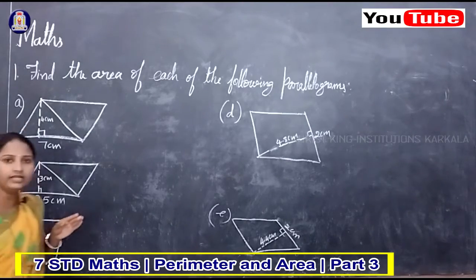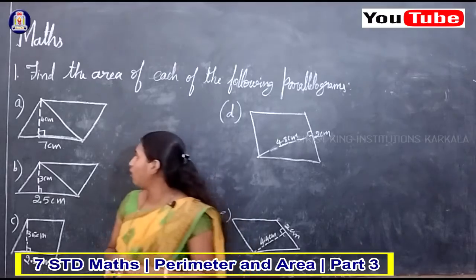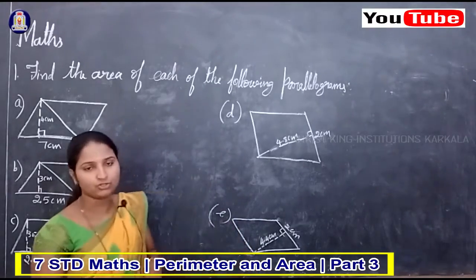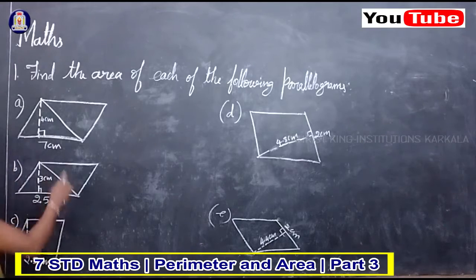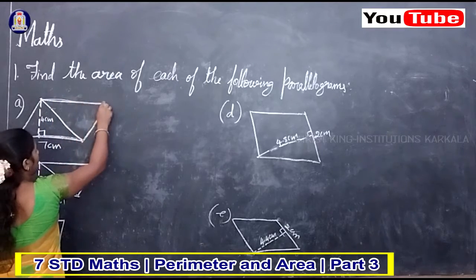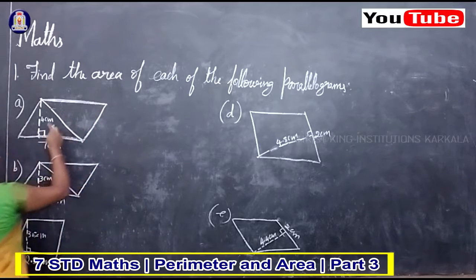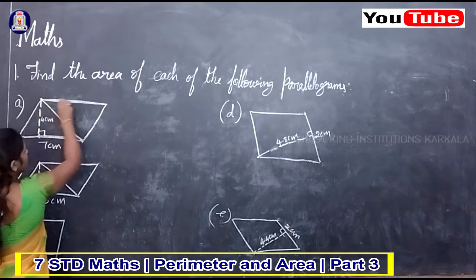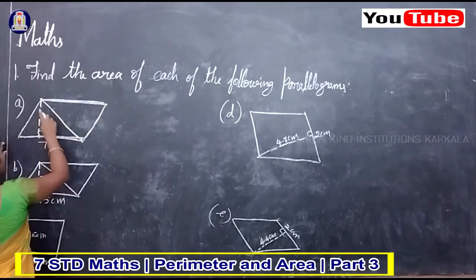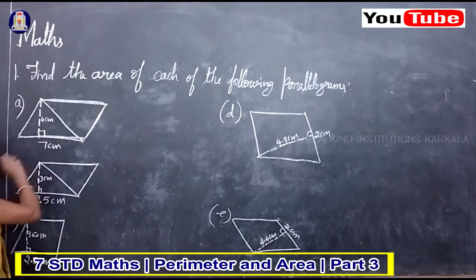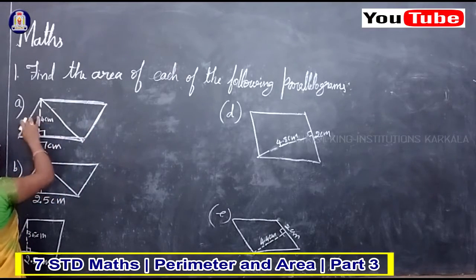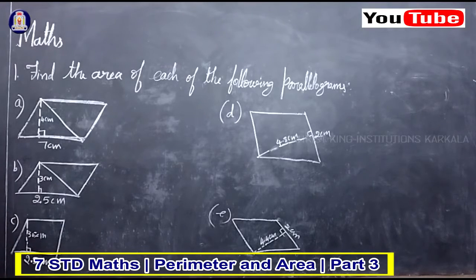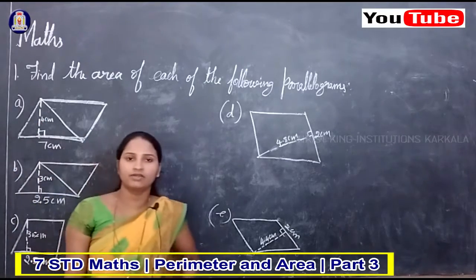So you have to find the area. What is the area of the given parallelogram? What is a parallelogram? You know the parallelogram shape. This is the shape of a parallelogram. If you observe, in this parallelogram opposite sides are equal and parallel, isn't it? This side and this side are equal, and this side and this side are equal. So opposite sides are equal and they are parallel also. Okay. So that is called what? It's a parallelogram.